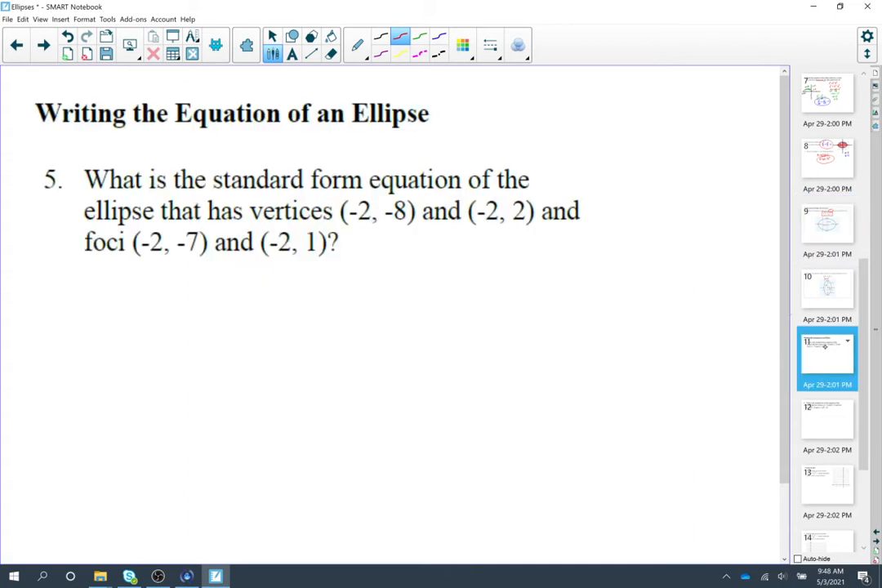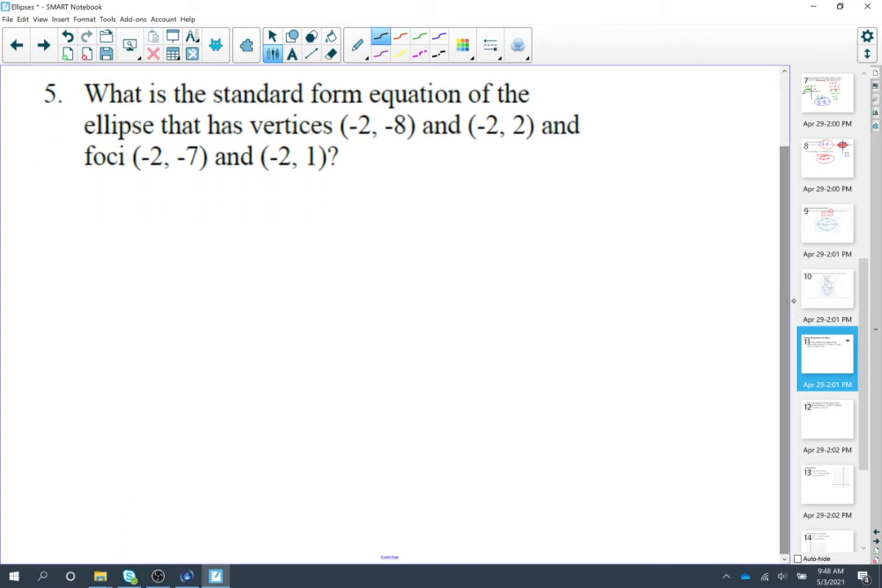So let's take a look at this. Number 5, what is the standard form equation of the ellipse that has the vertices (-2, -8) and (-2, 2), and the foci (-2, -7) and (-2, 1)? I'm first going to start with drawing a picture so we can understand what's going on here.